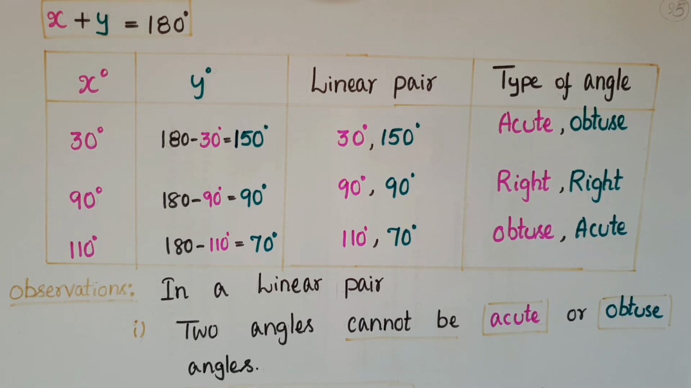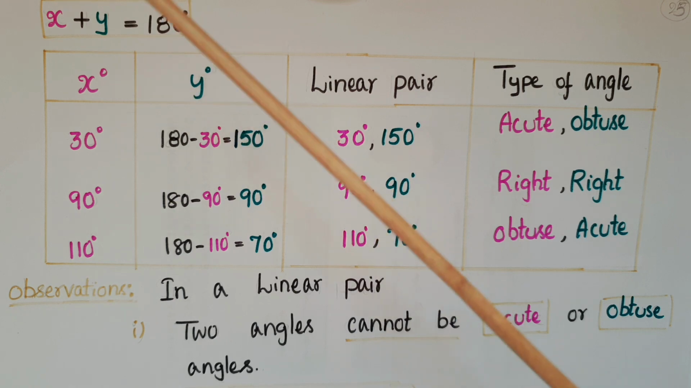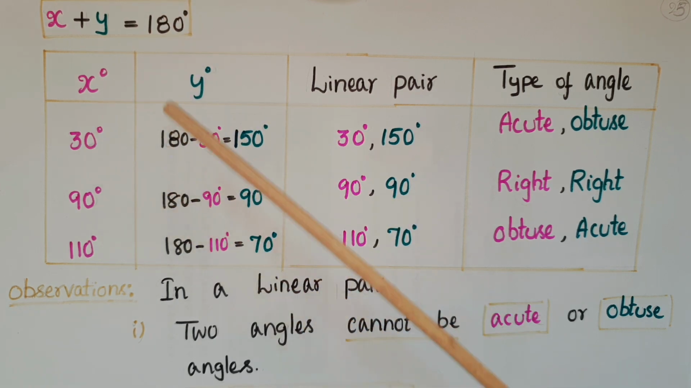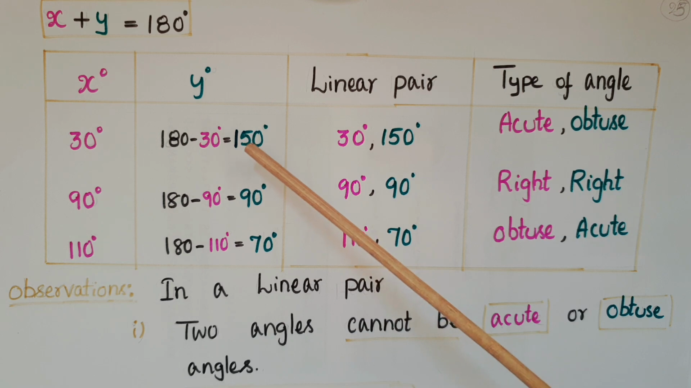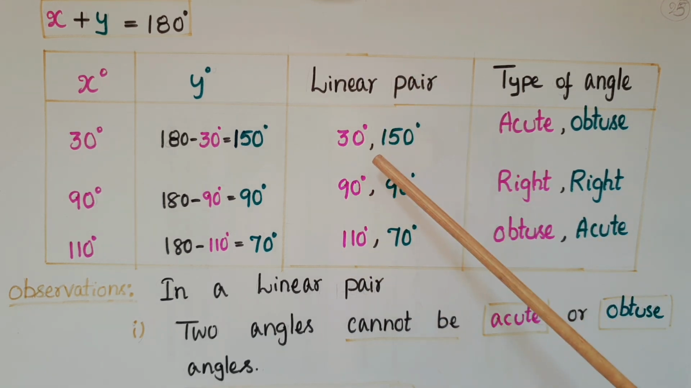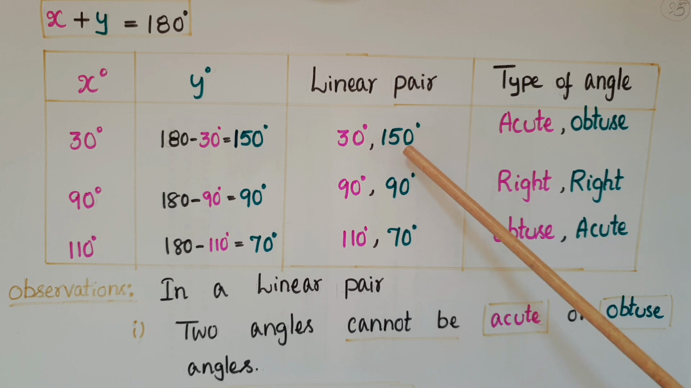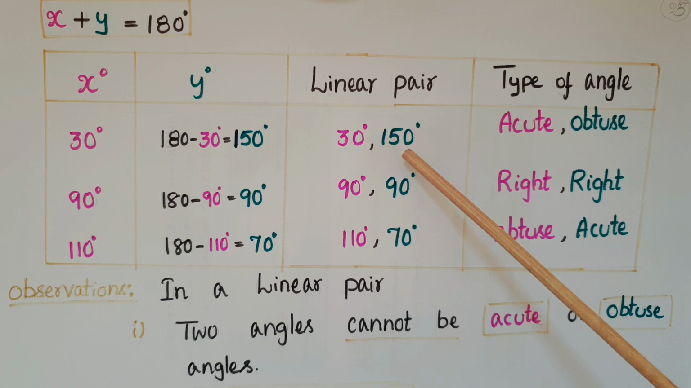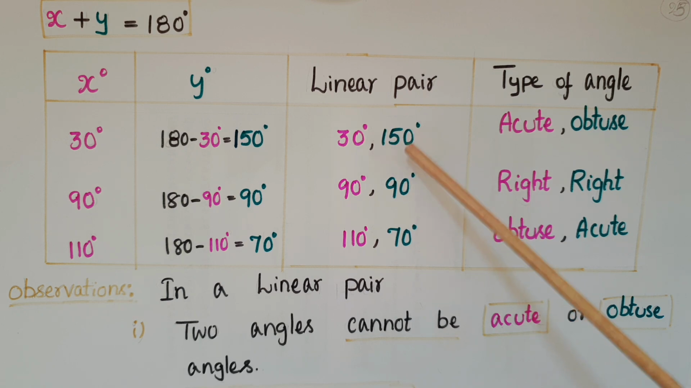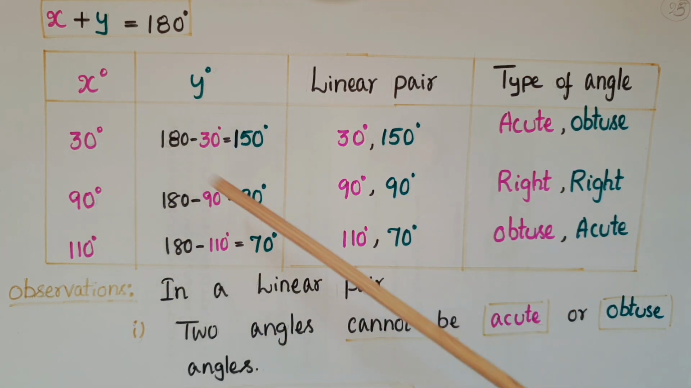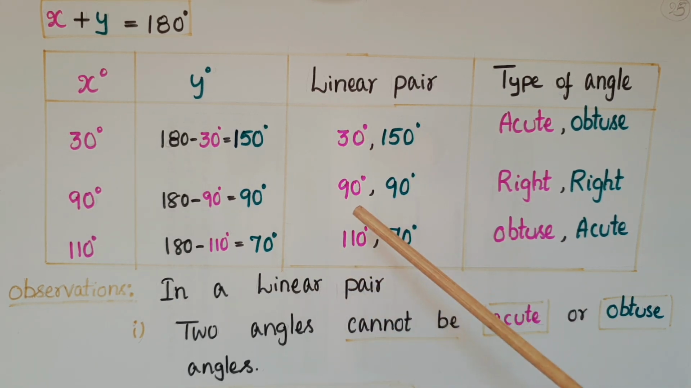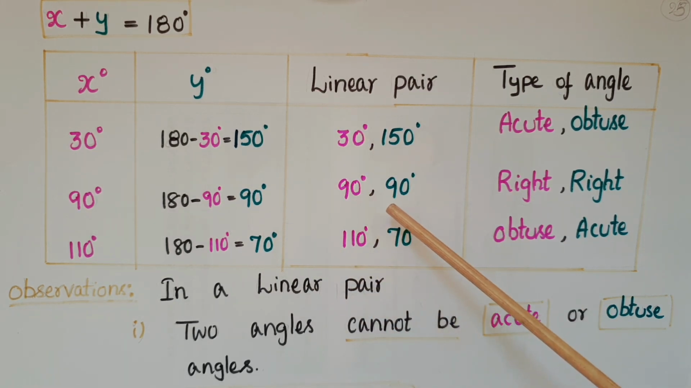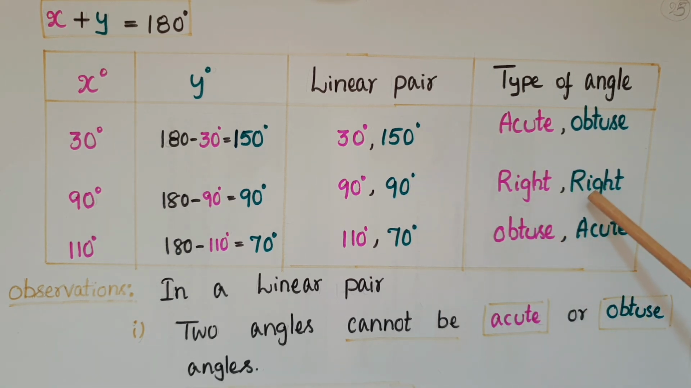Now see this table. Here x and y are linear pair of angles. So x plus y is equal to 180 degrees. For example, if x is 30 degrees, then y is equal to 180 minus 30, that is 150 degrees. So the linear pair of angles here are 30 degrees, 150 degrees. So if one angle is acute angle, that is 30 degrees, then the other angle should be obtuse angle, that is 150 degrees. If you take x as 90 degrees, then y is equal to 90 degrees. So the linear pair of angles are 90 degrees, 90 degrees. So if one angle is right angle, then the other angle should be right angle in the linear pair.